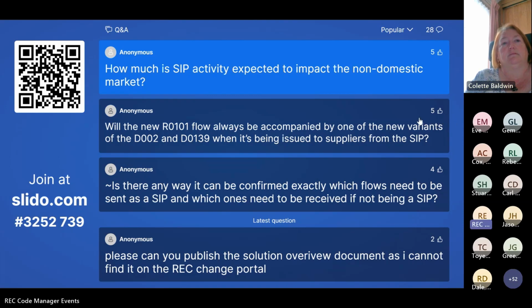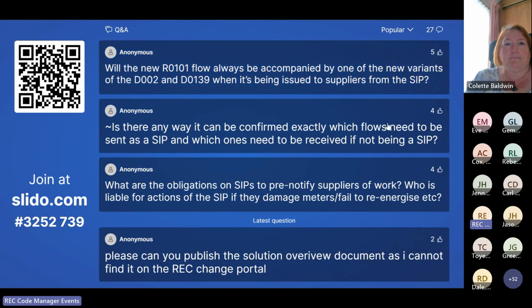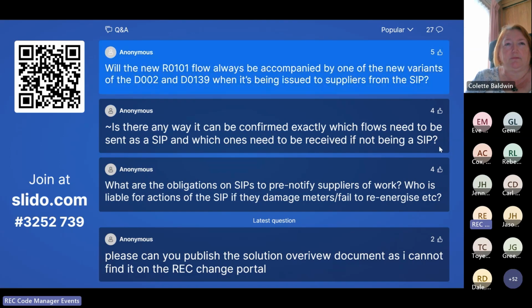Thanks, Colette. The next question then on the list: will the new R0101 flow always be accompanied by one of the new variants of the D2 and D139 when being issued to suppliers from the SIP? No. So if the SIP goes to site and they do the work in the day and there are no problems, the new flow will get issued to the supplier to say, we were here today, we've completed de-energisation, re-energisation within the same day.